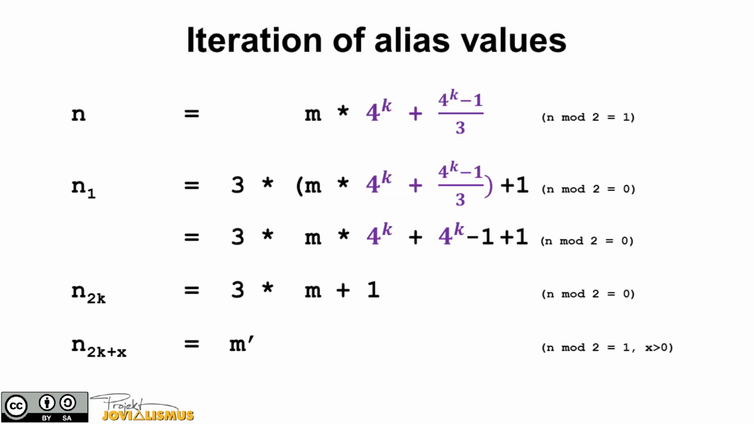You might say, well, but what about m? Okay, the result will be an even number, but if the even number is only divisible by 2 once, m prime will be bigger than m. Look at this iteration with the start value 27 and its alias 6997. Both lead to 41, and this is definitely larger than 27.